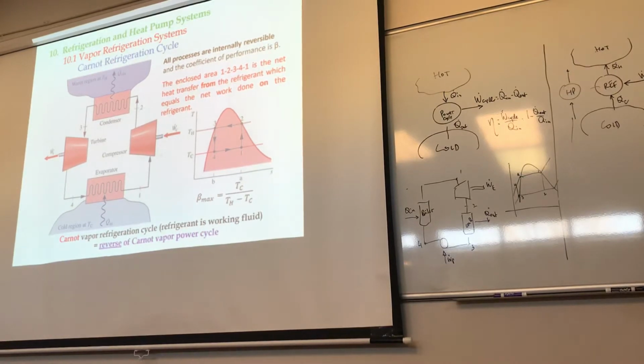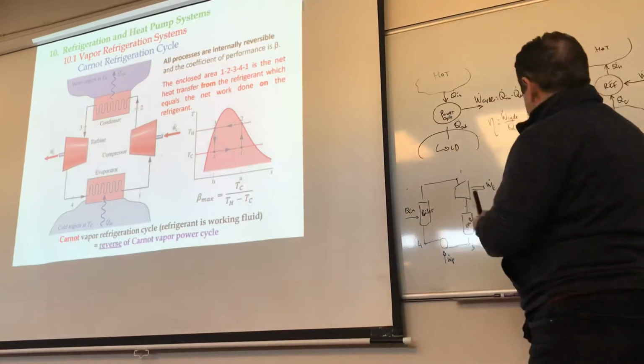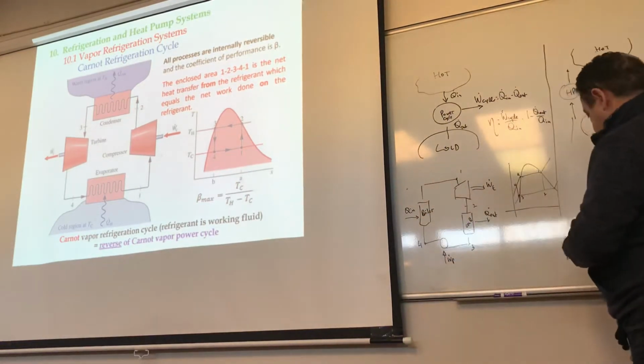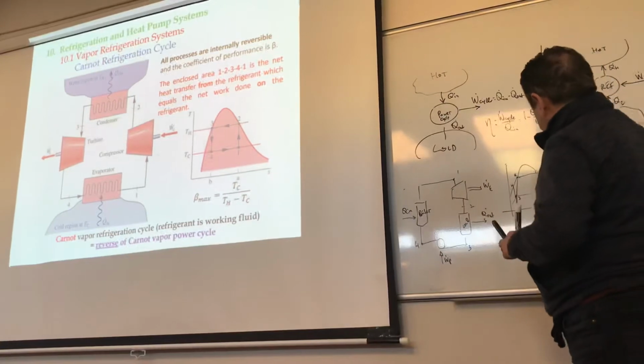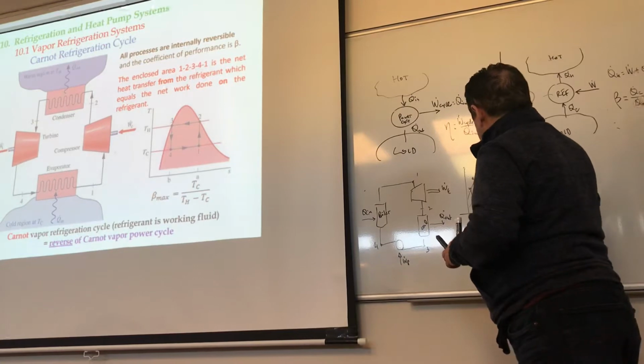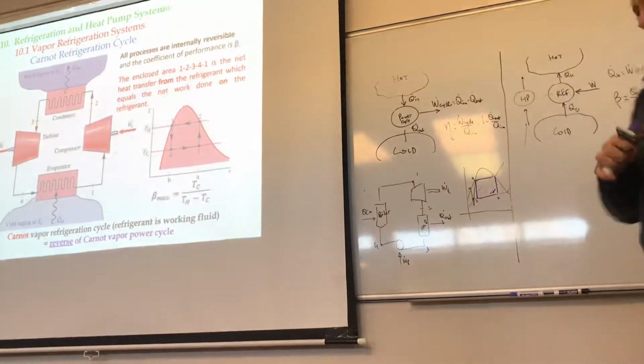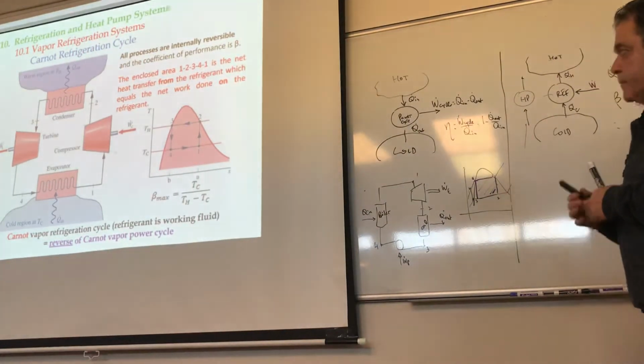So you are compressing a refrigerant to increase its temperature and pressure, right? So you're going from 1 to 2. This is, by the way, an ideal, what we call the Carnot refrigeration cycle, right? Just like for this one, the Carnot looks like this. Carnot is this guy, right? Two isentropic and two constant temperatures, right?